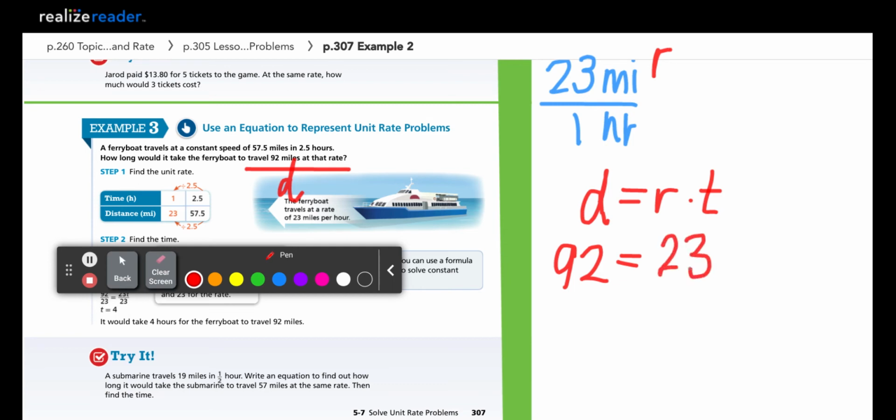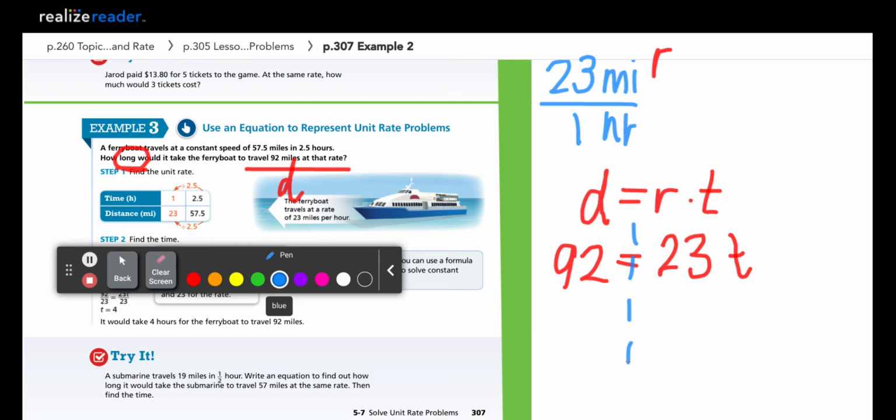And do I know the time? No, I don't. Time is what I had to figure out. How long would it take? How long something is an amount of time. So now we have 92 equals 23t. Well, that's a one-step equation here. We can solve one-step equations.